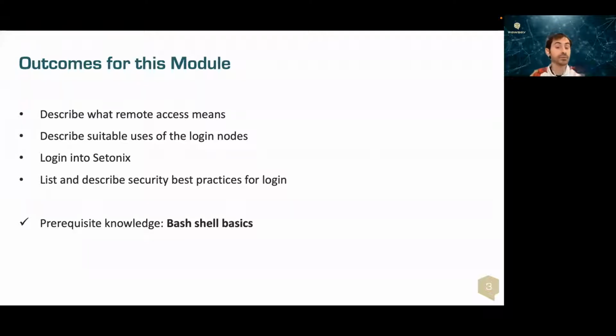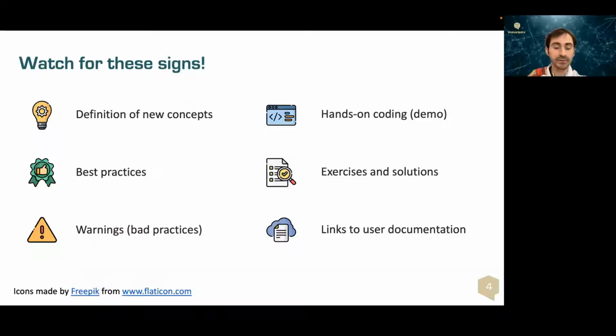So the learning outcomes for this module cover just a few topics that are quite crucial and enable all of the subsequent modules and practices to happen. So this is about what it means to remotely access a system, how to use login nodes properly, how to log in into Setonix, and a few best practices around these basic but very important tasks. During the module, watch out for these signs that highlight key callouts during the session.